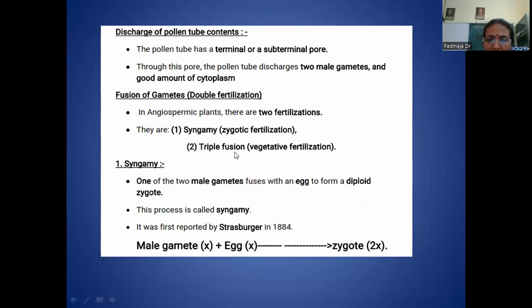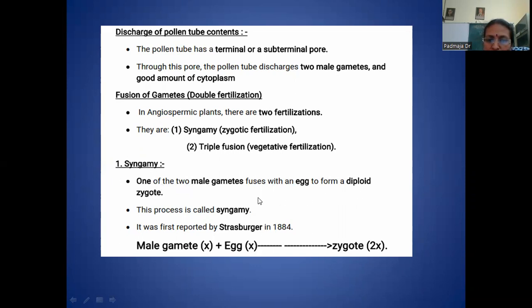Triple fusion means the secondary polar nucleus, consisting of two nuclei, and another male gamete combine and fuse. As a result, three nuclei are participating in the fertilization. So it is also called vegetative fertilization, and here three nuclei are participating, and it is called the triple fusion.